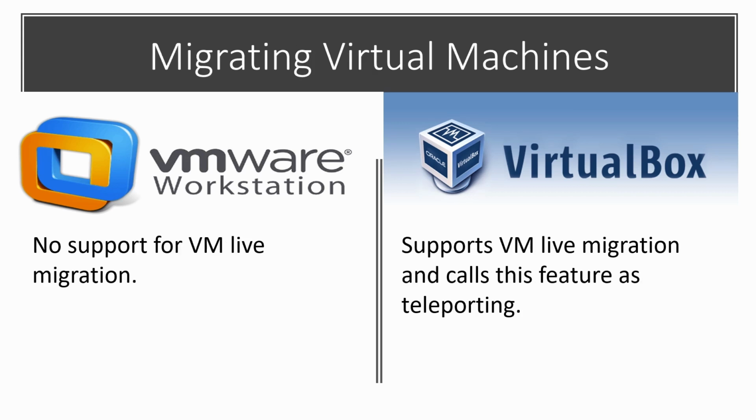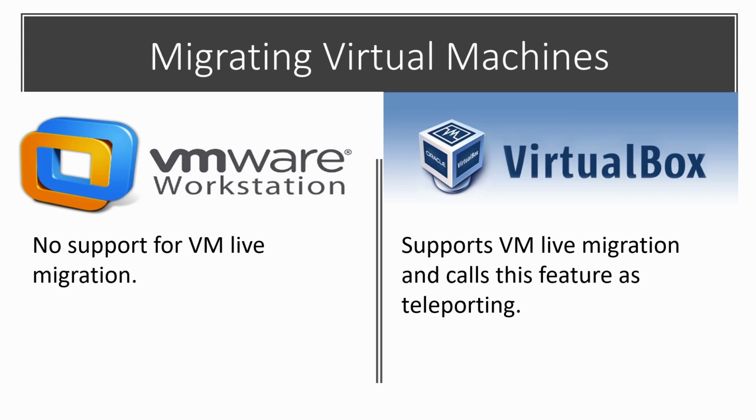The last feature we will look at is migrating virtual machines. VMware Workstation Pro does not support any VM live migration, although VMware does have this feature for migrating virtual machines, but it is only available for ESXi hosts. VirtualBox, on the other hand, supports VM live migration and calls it teleporting. This feature allows moving a virtual machine over a network from one VirtualBox host to another while the virtual machine is running.